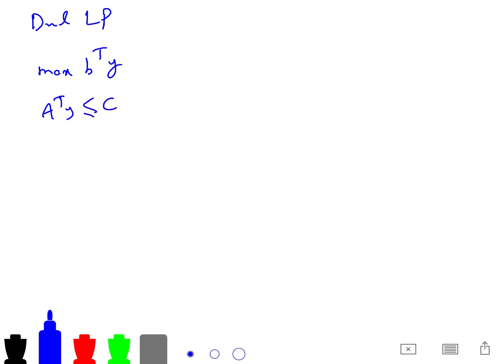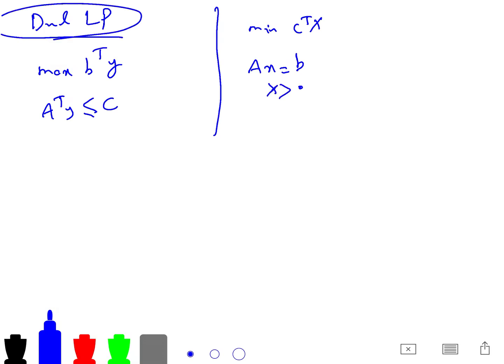So the dual problem, the dual LP, is just the maximum of B transpose Y such that A transpose Y is less than C. Remember that the primal was the minimum of C transpose X such that AX is equal to B and X greater than 0. So the dual of that is like this. And so if you solve one, you get the other one.